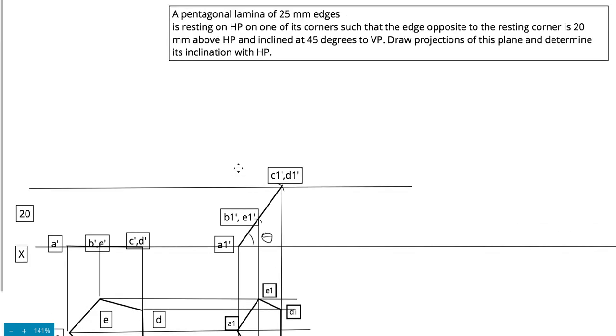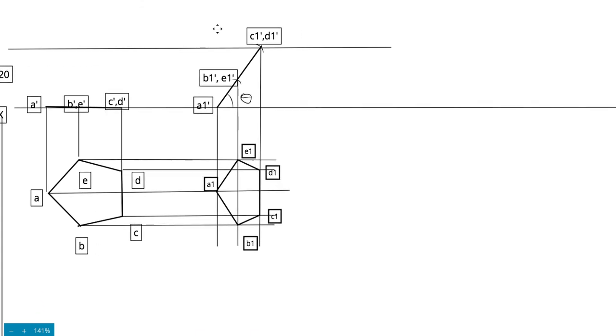Now it says the edge opposite to the resting corner is inclined at 45 degrees to VP. So which is that edge? That edge is this one, CD. A is the resting corner resting on HP. The edge opposite to it in the top view we can see is CD. It is inclined at 45 degrees to VP. Because this edge is showing its true length here, directly continuing from the previous top view, we can take the true inclination of 45 degrees to VP. So let's draw a line 45 degrees to VP and mark it as 45 degrees.